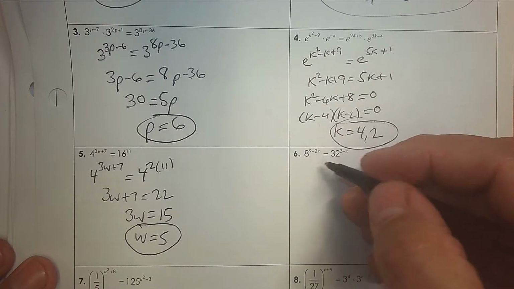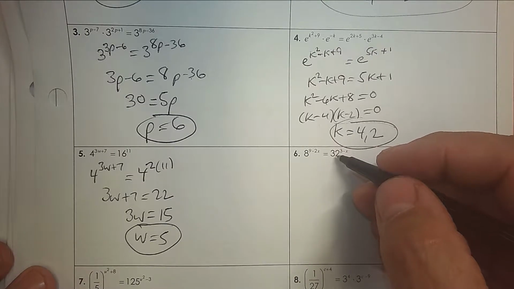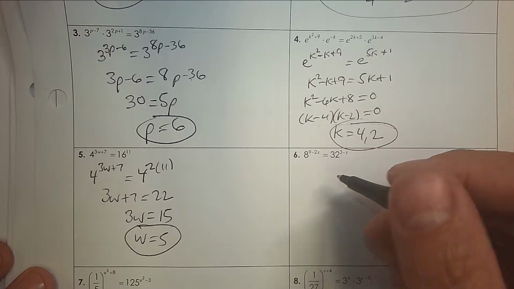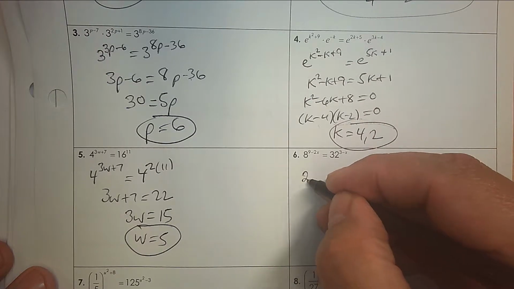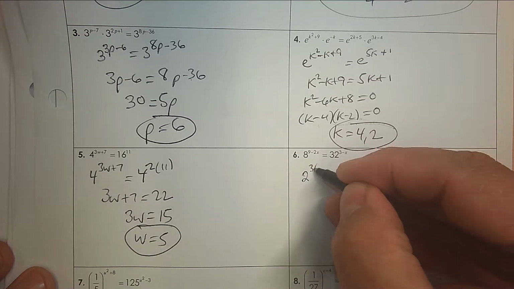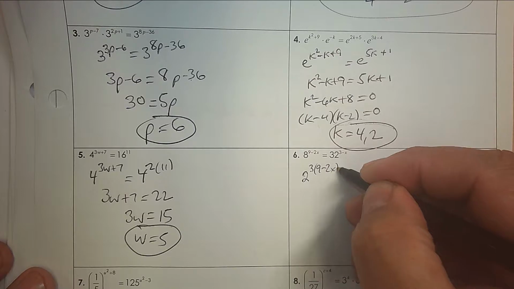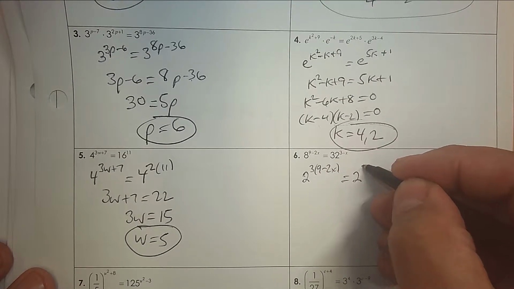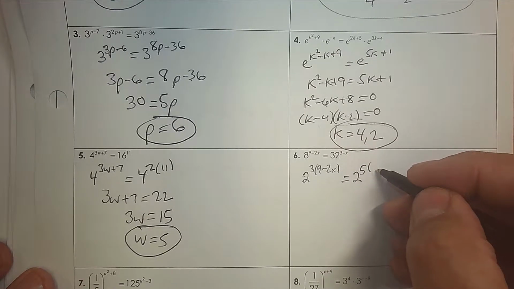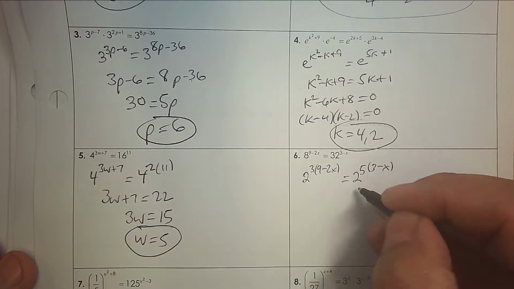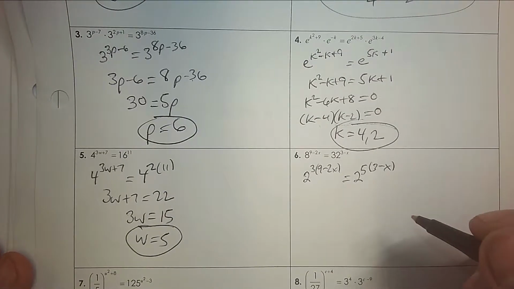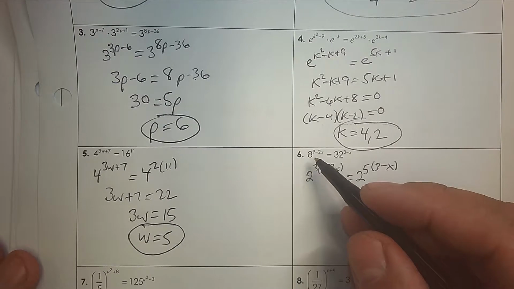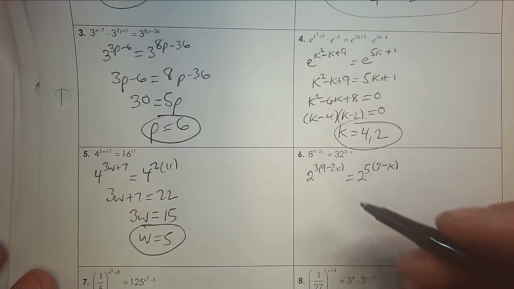Again, the bases aren't the same. I cannot write 32 with a base of 8, so the common base here would actually be 2. So 2 to the exponent 3, and then you have a 9 minus 2x. This would be 2 to the exponent 5, and that's 3 subtract x. That's the only common base of those numbers. 4 would not work. 4 does not work with 8, nor does it work with 32. So 2 is the only one that would work.